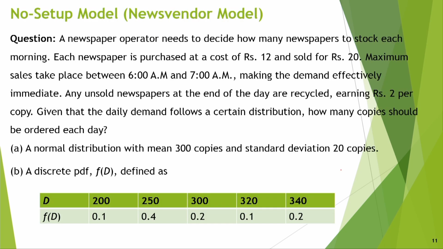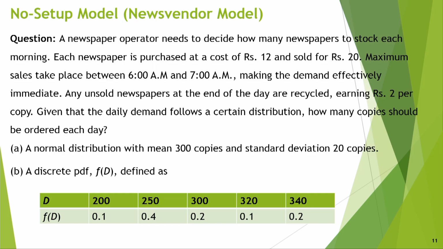Okay. Now, let us do one problem. A newspaper operator needs to decide how many papers to stock each morning. Each newspaper is purchased at a cost of rupees 12 and sold for rupees 20. Maximum sales takes place between 6 AM and 7 AM, making the demand effectively immediate. Okay. So, he does not have to hold anything. Any unsold newspaper at the end of the day is recycled, earning rupees 2 per copy. Given that the daily demand follows a certain distribution, how many copies should be ordered each day?